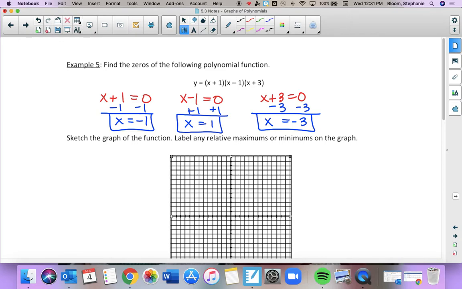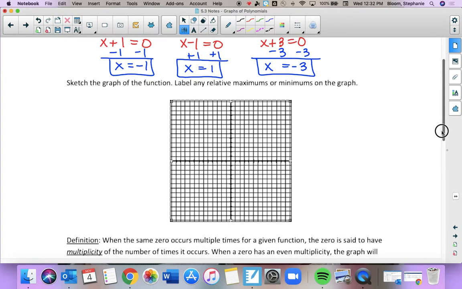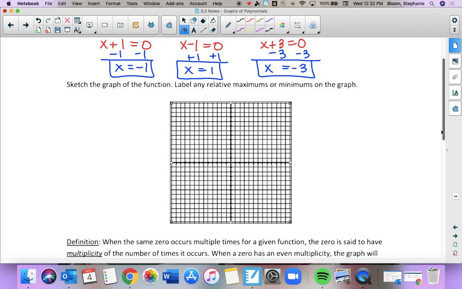So now, sketch the graph of the function. Label any relative max or mins on the graph. So we're going to take those answers. You're going to put those points on your x-axis. So we're going to put a point at negative 1. We're going to put a point at positive 1. And we're going to put a point at negative 3. Okay? Now before we graph this, we've got to figure out what our end behavior is going to do. So let's think through this. We've got to see what's happening to the right side and what's happening to the left side.